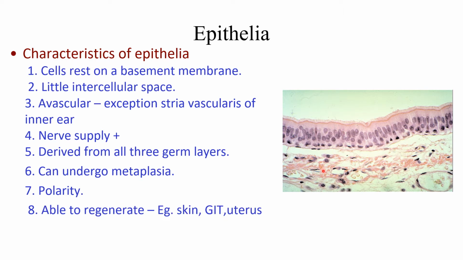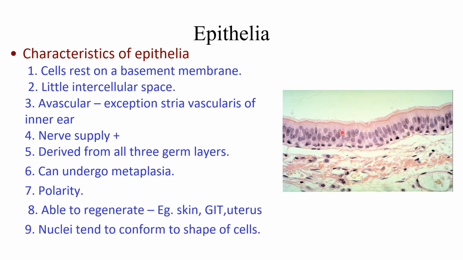And the epithelial cells can regenerate. Once they are damaged, there is replacement. For example, the skin. The cells that are damaged due to operations will regenerate. Similarly, in the gastrointestinal tract also, the cells will regenerate. The best example for regeneration is the uterine endometrial lining cells, which will be lost in the monthly menstrual cycle, and they will regenerate.